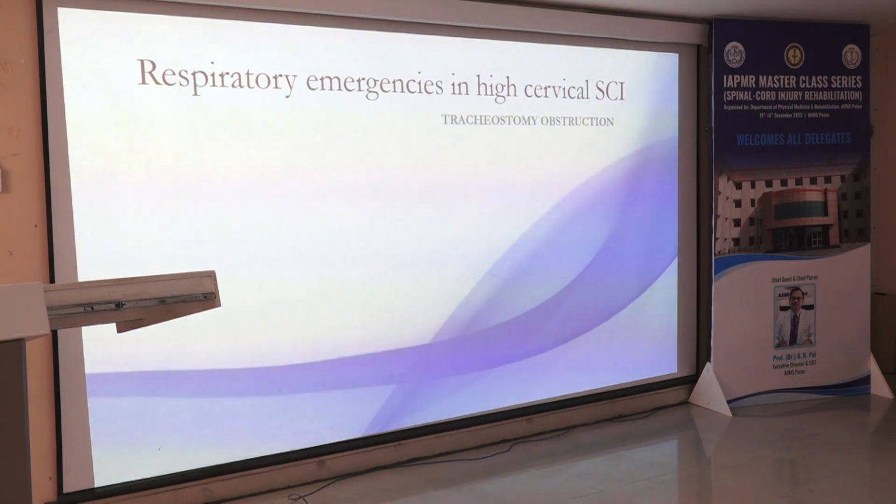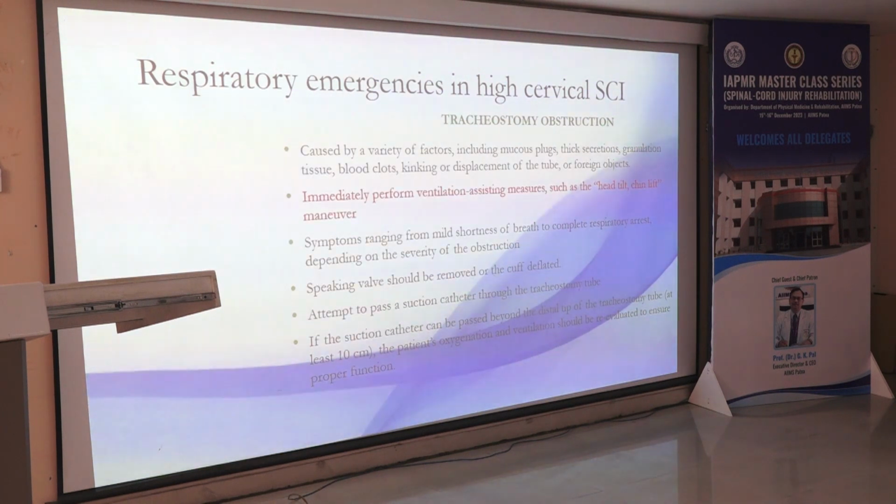And another thing is tracheostomy obstruction, which we generally see quite often. It is caused by various factors: maybe a mucus plug, thick secretion, granulation tissue, blood clots, kinking of the tube itself, or foreign objects. So immediately perform airway-assisting measures such as head tilt, chin lift. Simple measures, just head tilt, chin lift, may help. Symptoms range from mild shortness of breath to complete respiratory arrest depending on the severity of the obstruction. So the speaking valve should be removed or the cuff should be deflated, and attempt to pass a suction catheter through the tracheostomy tube to get rid of the blockage.